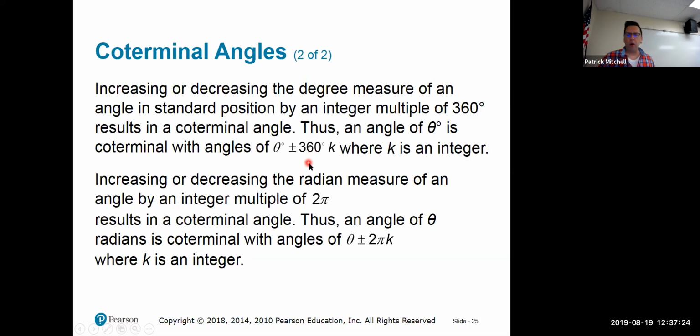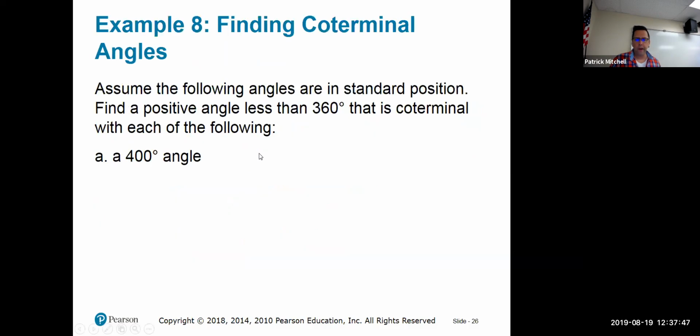Same idea for radians. If you take a certain angle in standard position and add or subtract a multiple of 2 pi, you're going to get an angle that has the same terminal side. It just didn't go around the same number of times, or maybe did not go around in the same direction. That's all that is. All right, so here's how you find coterminal angles.